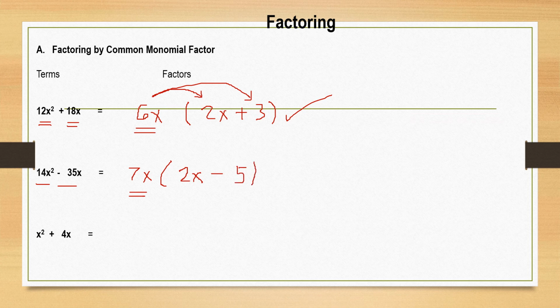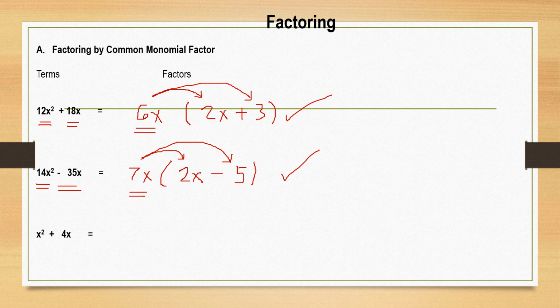Therefore, the answer is 7x times quantity 2x minus 5. So let us check if our answer is correct by applying the distributive property. 7x times 2x is equal to 14x squared. 7x times negative 5 is equal to negative 35x.